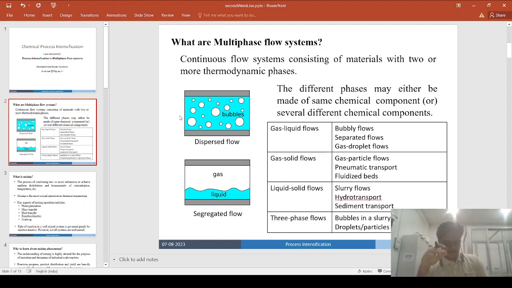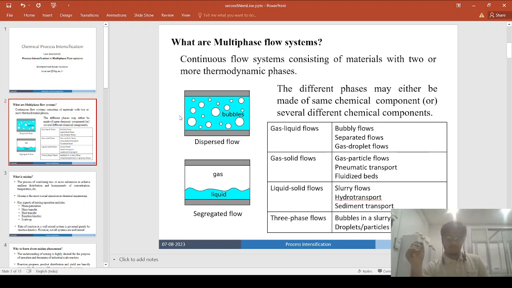Basically, if you put a drop on a solid substrate, what you will have is a three-phase system: the solid substrate, the liquid droplet, and the surrounding air. That is a multi-phase system, a three-phase system, but it is not a multi-phase flow system. So the point to be noted here is continuous flow system. Any sort of flowing system that consists of material with two or more thermodynamic phases. Now the key here is thermodynamic phases.